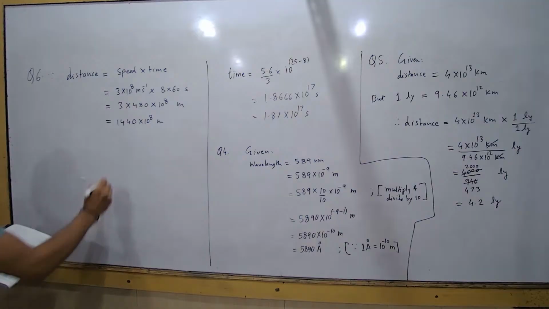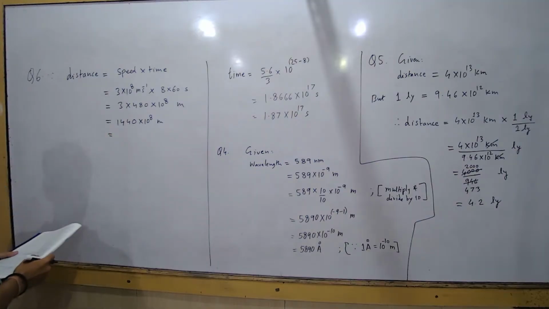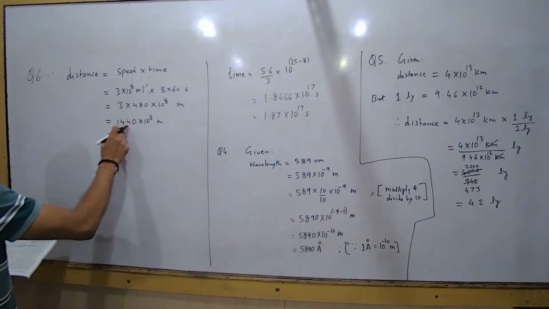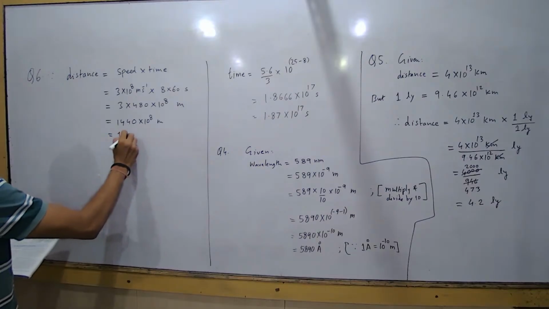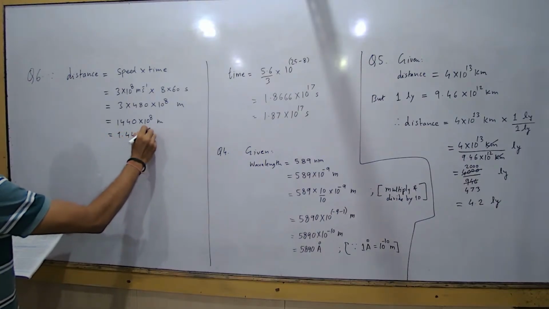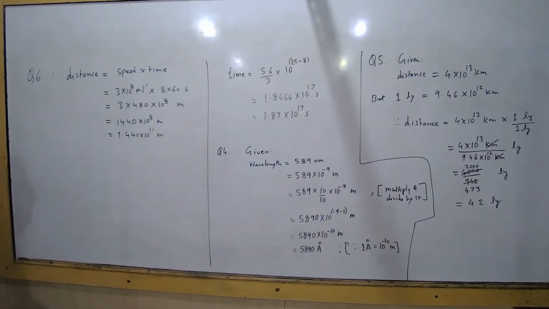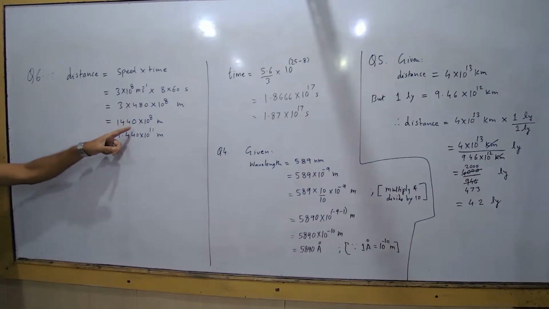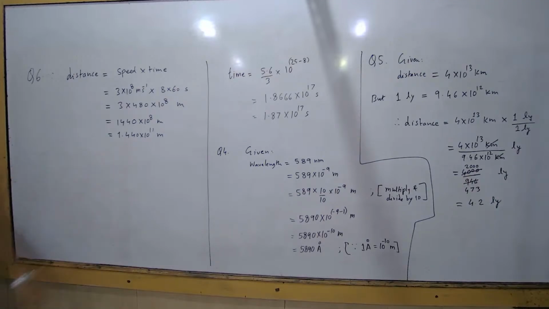Okay, so how much is this? You have to express it in meter, right? So 1, 2, 3. 1.440 into 10 raised to 11 meter. Correct? So here what you'll do, multiply and divide by 1000. Or if you put 3 decimal places here, how do you do it? Multiply and divide by 1000. See the decimal, this is decimal also.